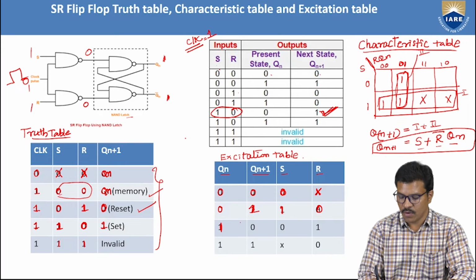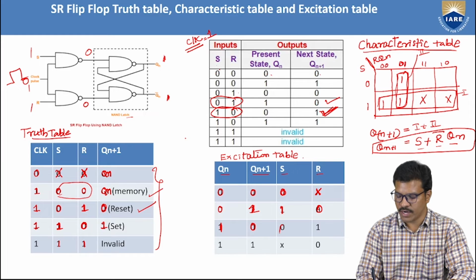And similarly, present state is 1, next state 0. What combinations of S and R give present state 1, next state 0? This is the case. Present state 1, next state 0. There will be no other case for present state 1, next state 0. So the corresponding input combination is 0, 1. So we can take 0, 1.